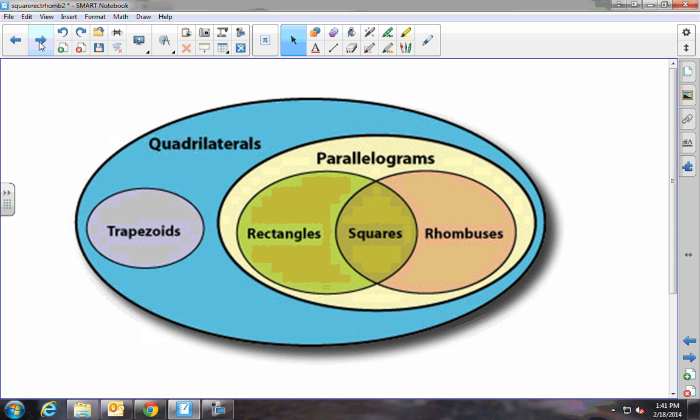You'll remember from our last benchmark, we started working on parallelograms. And in our Venn diagram here, we can see that in the big oval, we're talking about quadrilaterals. Quad meaning four. So all these shapes inside here have four sides. And within those, we have parallelograms, we have trapezoids, and we could also include kites here if we wanted. And within parallelograms, we've got three different types of parallelograms: rectangles, squares, and rhombuses. And you can see from the Venn diagram that squares actually have the properties of both rectangles and rhombuses.